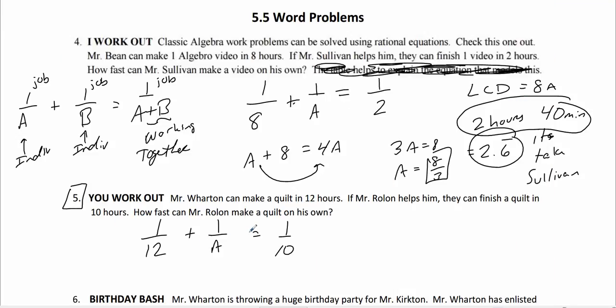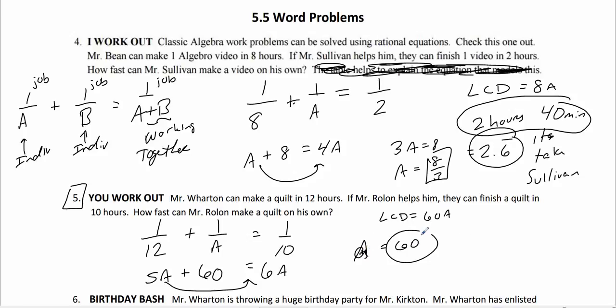Okay, this is how you set it up. And then what I want to do is multiply. My LCD is going to be 60A. I multiply and I get, this is 5A plus 60 equals 6A. And then I bring that over, and that gives me A, or A, doesn't really matter, equals 60.